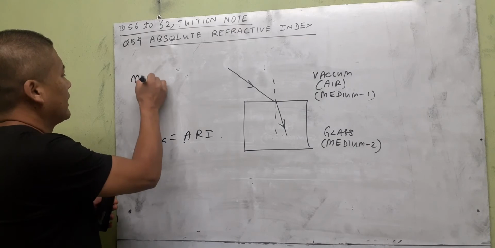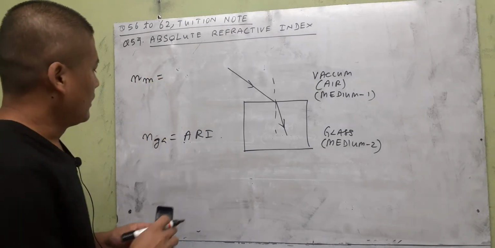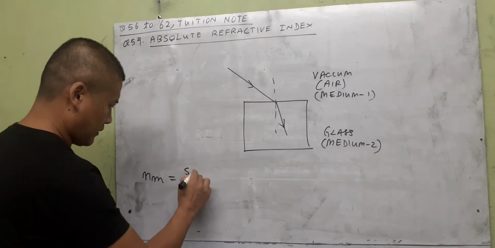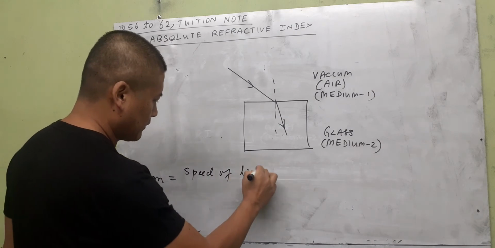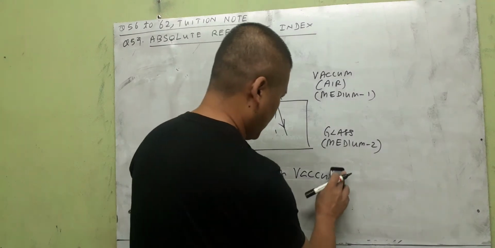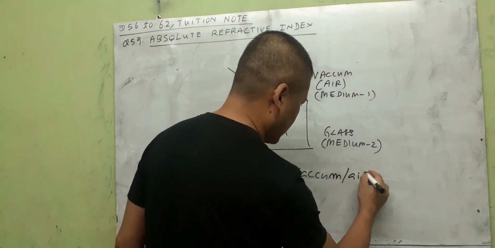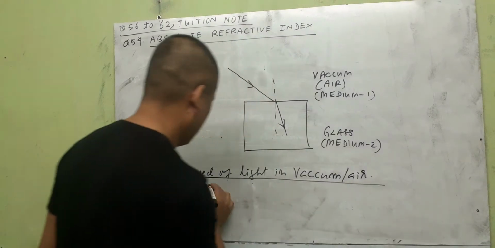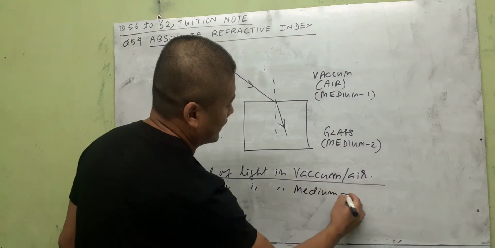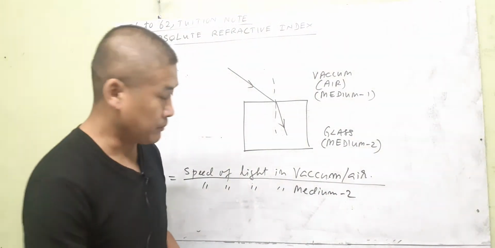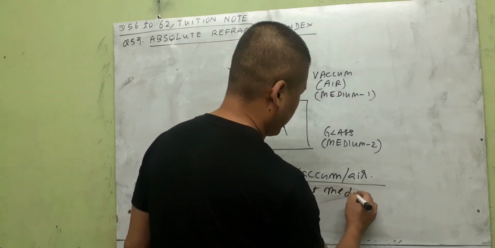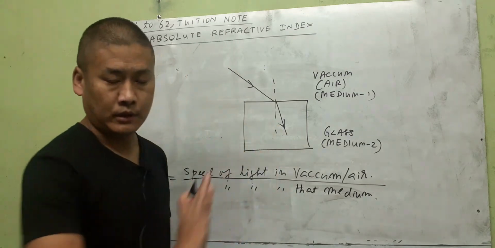Okay, so the formula is like this. Absolute refractive index, usually denoted by Nm, will be the speed of light in vacuum, or even it can be air, divided by the speed of light in medium 2, in that particular medium. It can be glass or water, whatever you're calculating for.